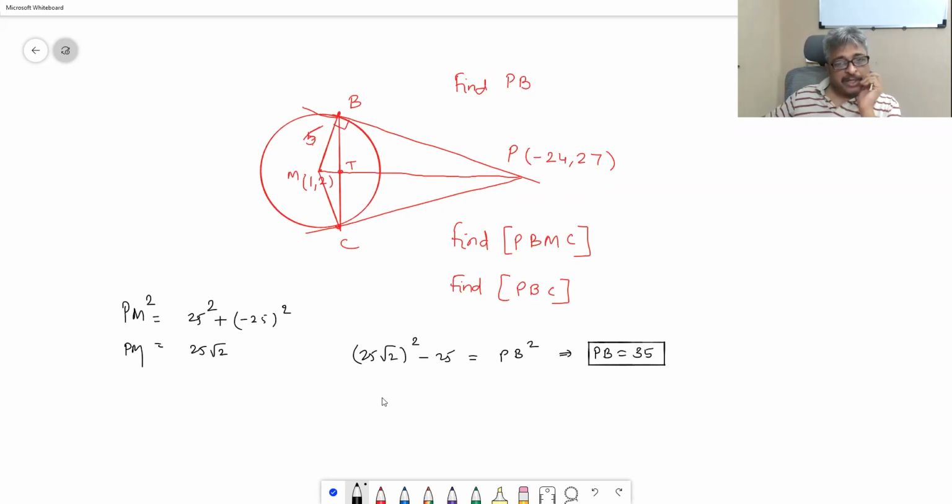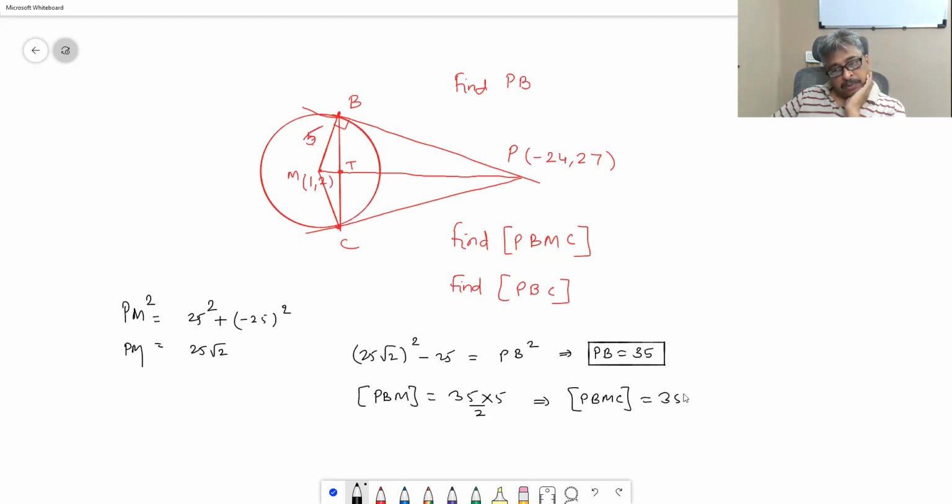As far as finding the area of PBMC is concerned, this is again a right angle triangle. So area of PBM is equal to 35 into 5 upon 2. And therefore area of PBMC is equal to 35 into 5.